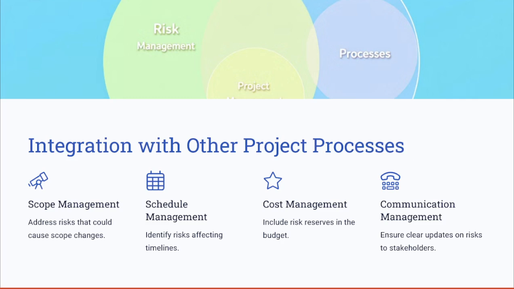Also, how it integrates with the other project processes. Risk management must be integrated with other project processes to ensure a holistic approach. For example, in scope management, it can identify the risks that can cause scope changes, which must also be addressed.